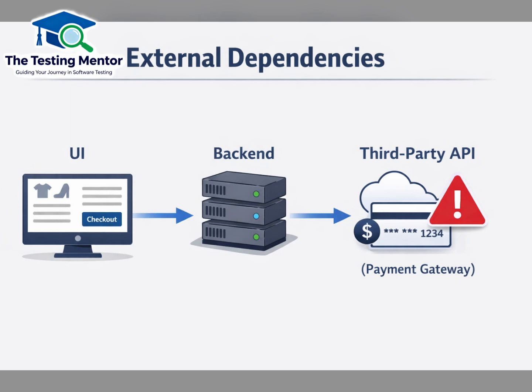Imagine you're testing a checkout feature in an e-commerce application. Everything works perfectly in your application, but the payment is handled by a third-party payment provider. Now, suddenly payments start failing, API responses are delayed, your tests start failing randomly, and the interviewer asks, how would you test a feature that depends on a third-party API?